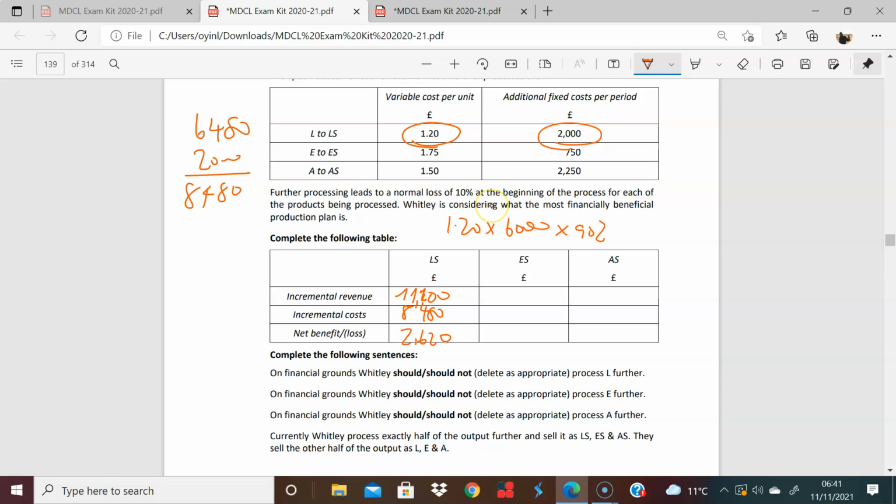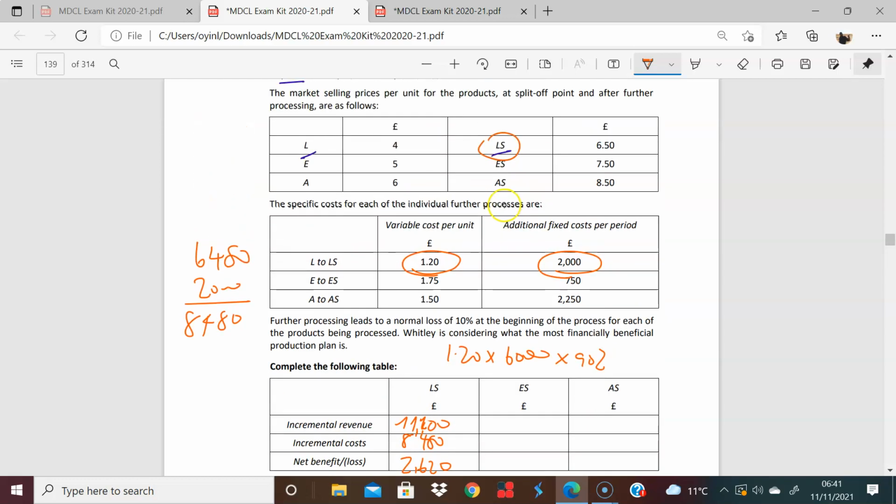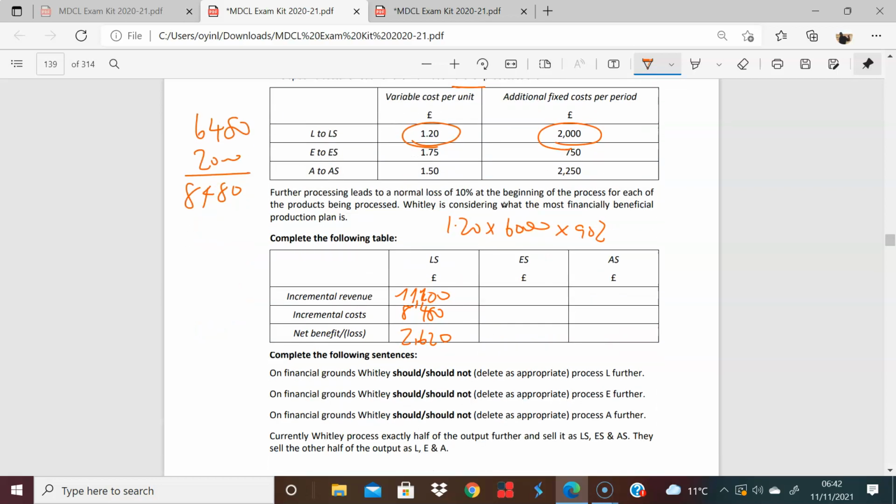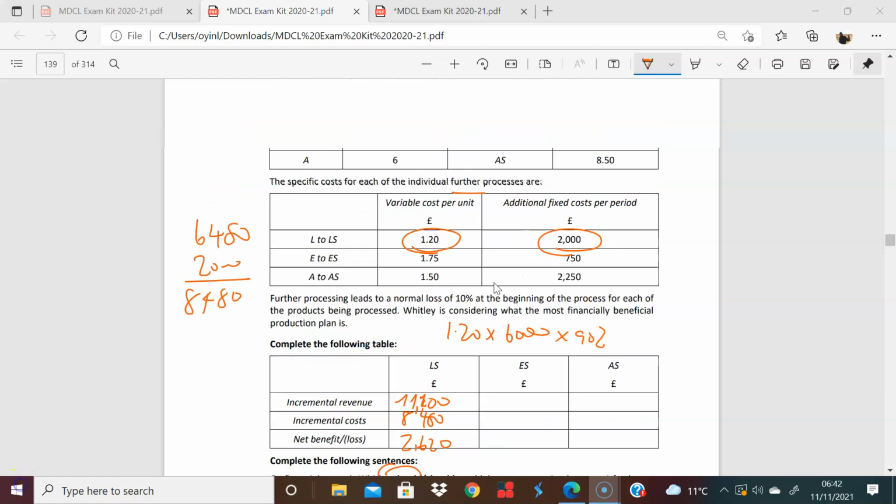So in LS, in this process, it does make sense. It tells us here these are the individual costs as we go onwards. This is what we should do. So on this ground, I should accept LS. We'll just do the others in a second. Right, let's carry on with the rest.